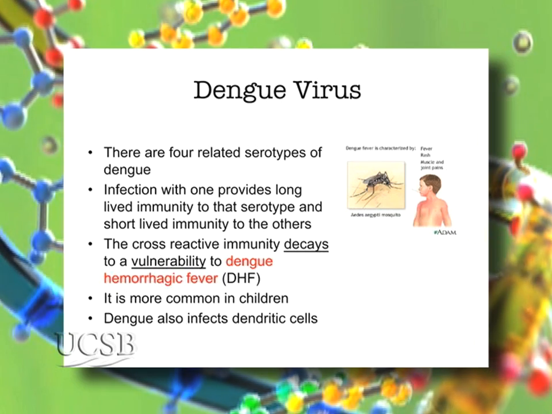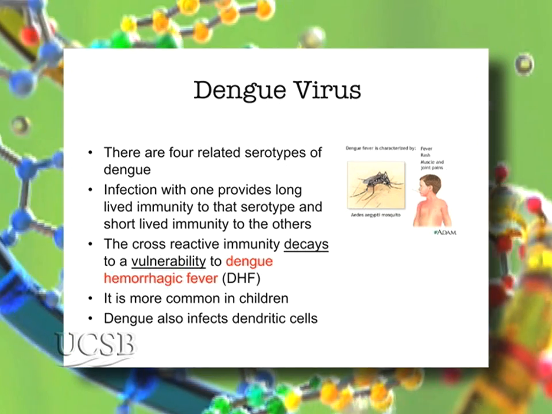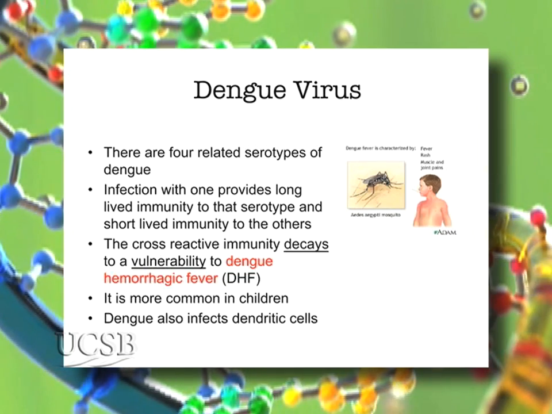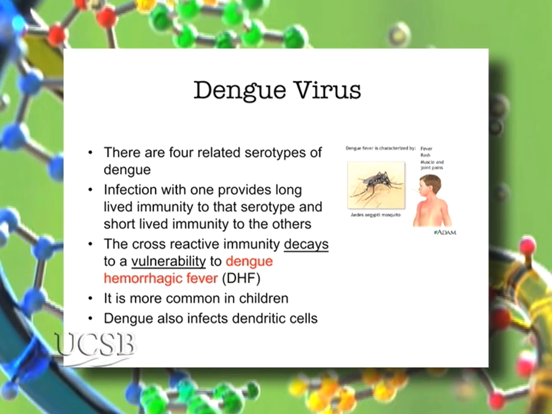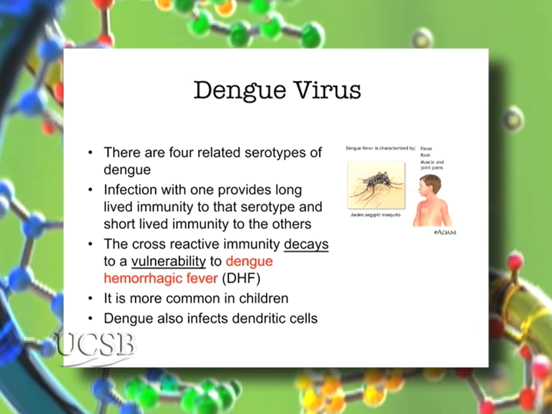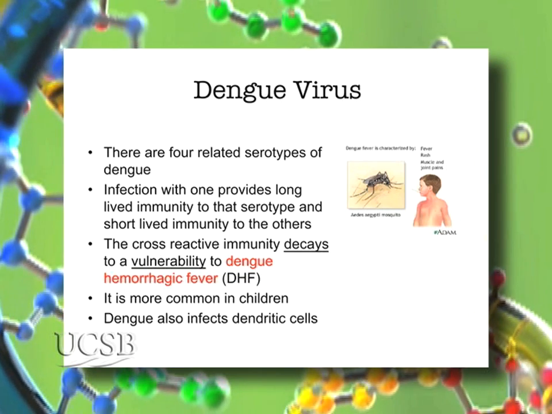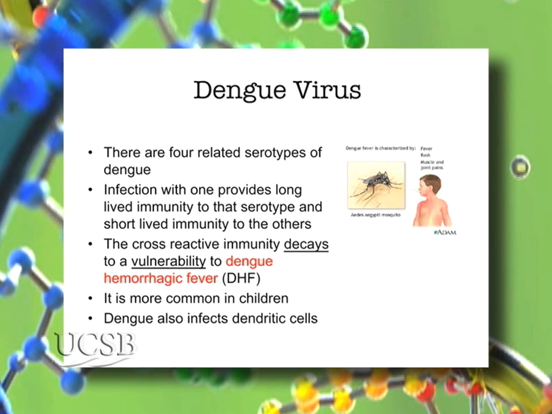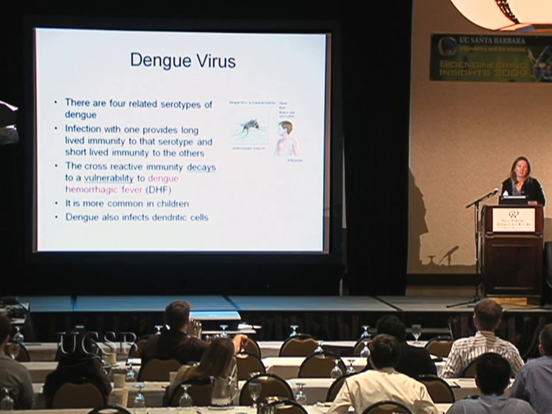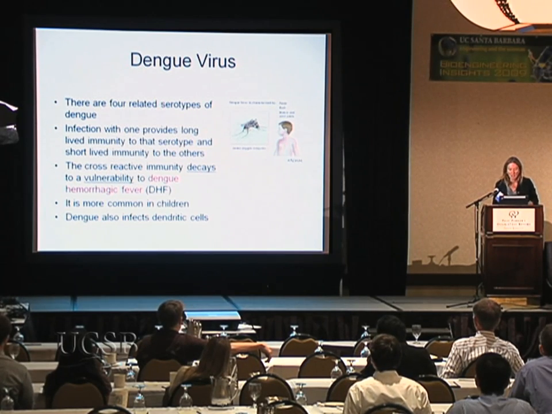However, there are lots of examples where vulnerability is a real thing, and one of them is called the dengue virus. There are 4 related serotypes, so 4 related dengue viruses. If you get infected with one, then you have long-lived immunity to that, and short-lived immunity to the others. If you get a second, different one, short-lived immunity decays to something that could be really horrible called dengue hemorrhagic fever. And it's more common in children, and it also turns out it interacts with these dendritic cells. And so the question is, what mechanism produces this much more severe disease?